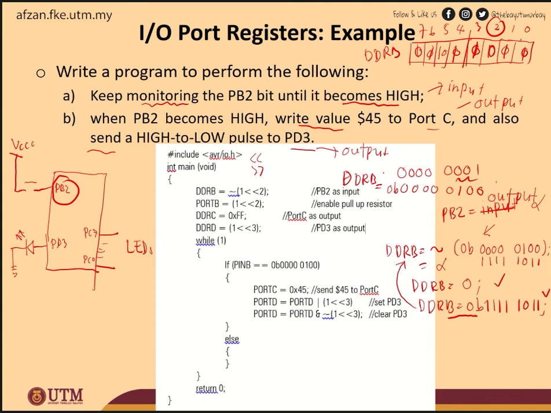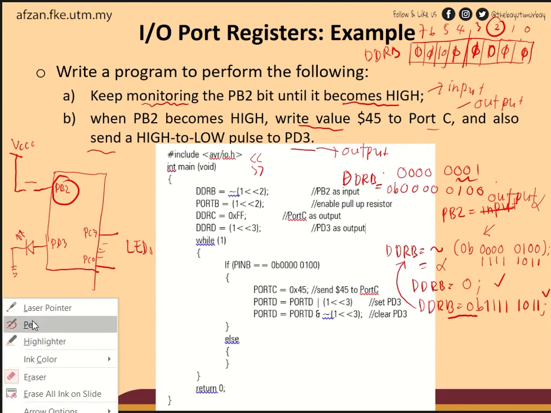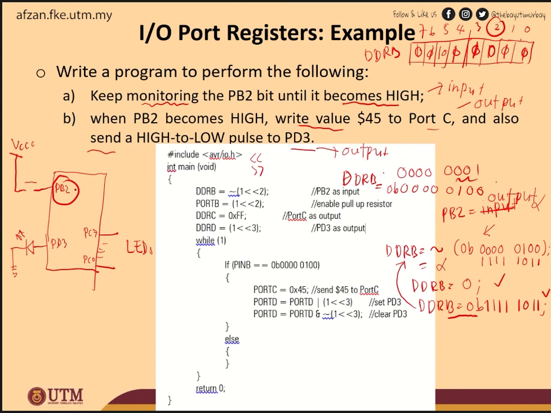Because you make this one an input port, what are you going to do? You need to initialize your pull-up resistor. Why? Because you already set it as an input port, so in order to reduce noise, you need to enable your pull-up resistor. So just write down PORTB equal to 1 shifted to the left 2 times. Or the simple way to do things, you can write down PORTB equal to 0B00000100, only bit number 2 you enable your pull-up resistor.